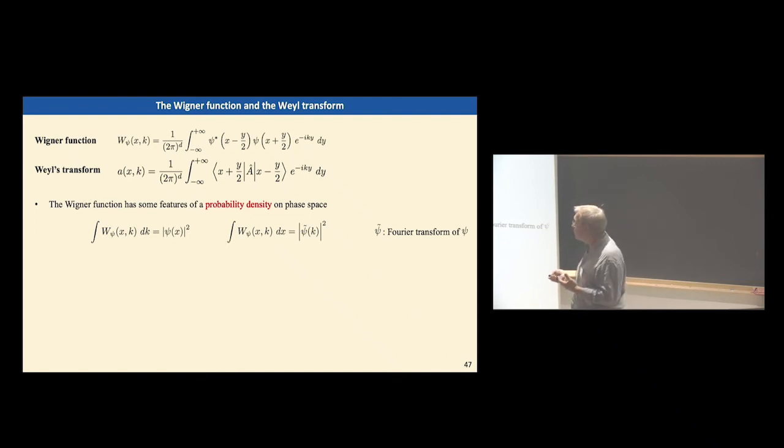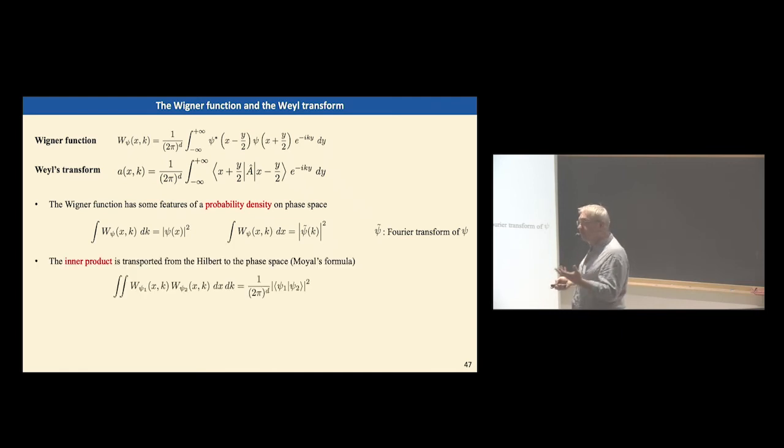Why so? You have the marginal integral along K, which is a probability density in X, and the marginal integral in X, which is a probability density in K. Which means that this Wigner function is very often positive. And you have another important property: the inner product of two Wigner functions is, with a multiplicative factor, the square of the inner product of the eigenfunctions. Which means that two eigenstates which are orthogonal have Wigner functions that are orthogonal.